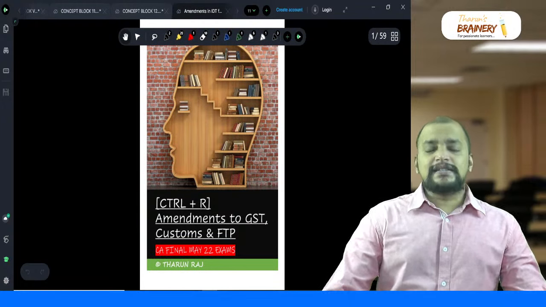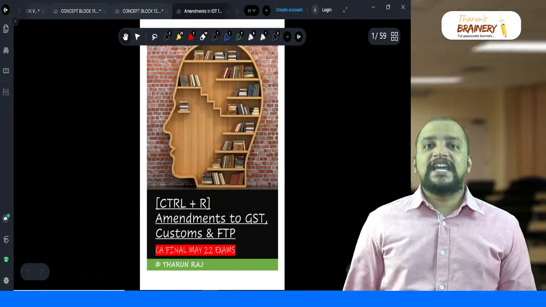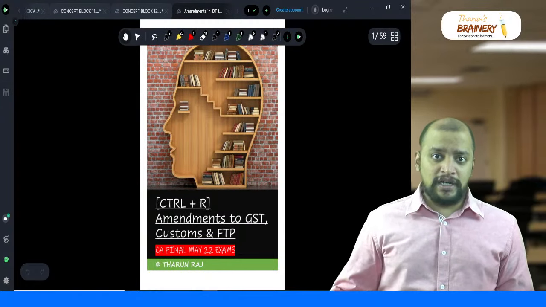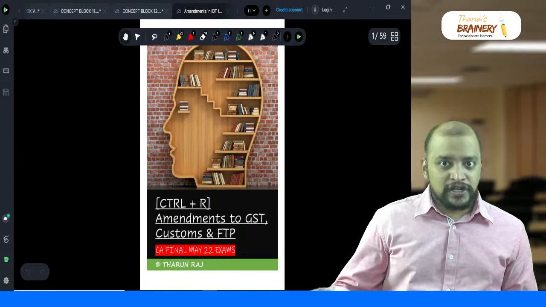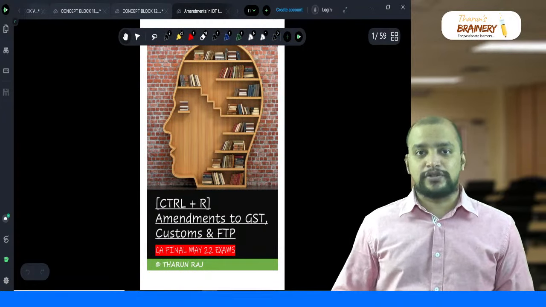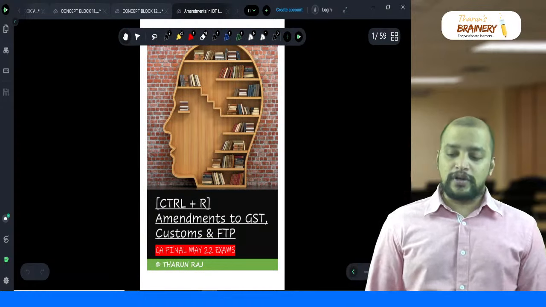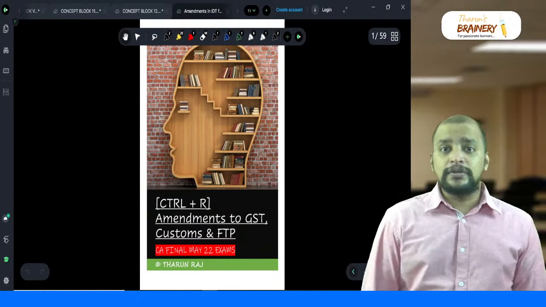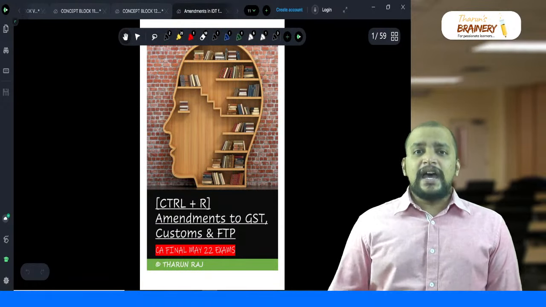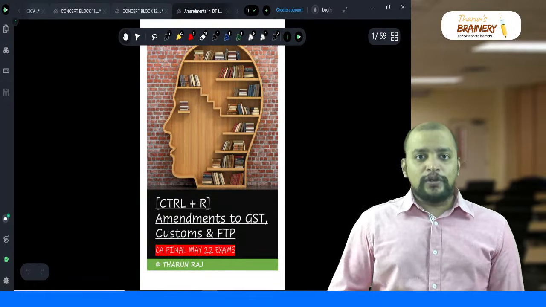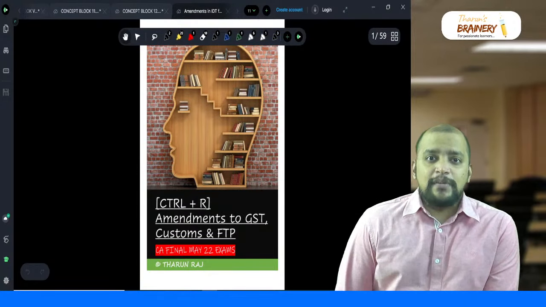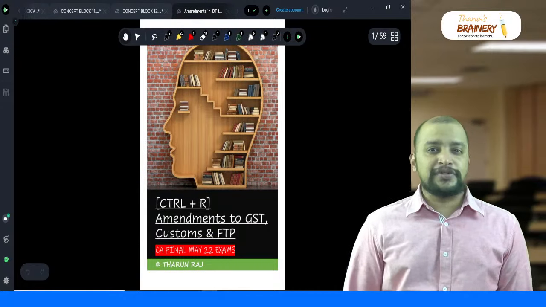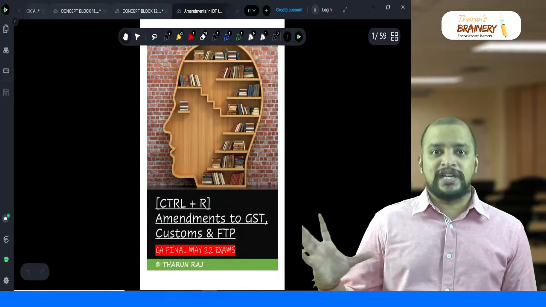So, this amendment session is for CA Final May 22 exams. This is equally applicable for CS Professional students as well as CMA Final students. They can also attend this amendment session because these amendments are even applicable for their June 2022 exams. As you all know, whatever amendments are applicable up to the date of 31st October 2021 will be applicable for your May 22 exam.